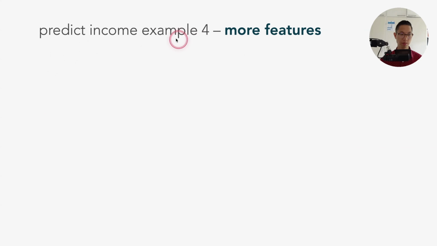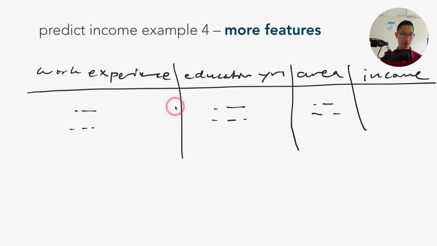Okay, predict income example 4. We get more features. For example, you have work experience, you have education years, you have area, and you have income. I haven't stated them out here, but these are different types of features that might affect your income. You survey, you ask different things for the people to answer, and then you get data points, in this case in 3 dimensions, and then you want to predict the income.